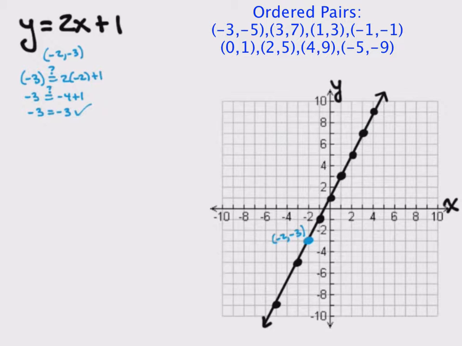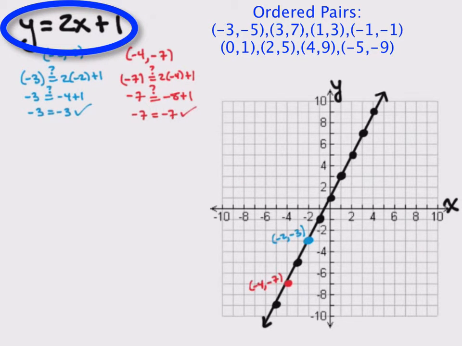Alright, let's try one more just to make sure. How about the ordered pair -4, -7? Will that work when we plug its coordinates into the equation? Alright, that one worked too. And in fact, for any point on this graph, even if the coordinate has a fraction or decimals in it, if the x and y coordinates of that point are put into the equation that was graphed, y equals 2x plus 1, they will make the equation true.